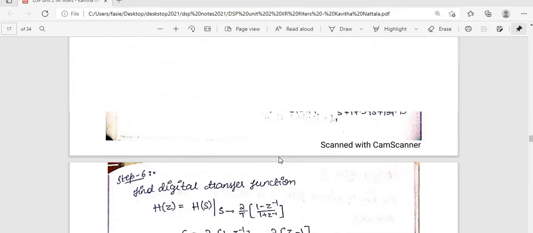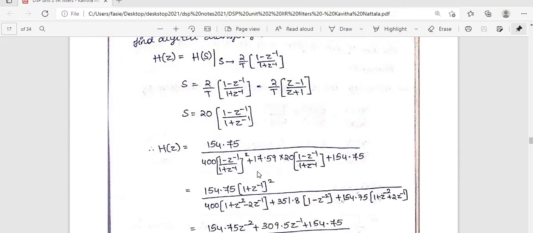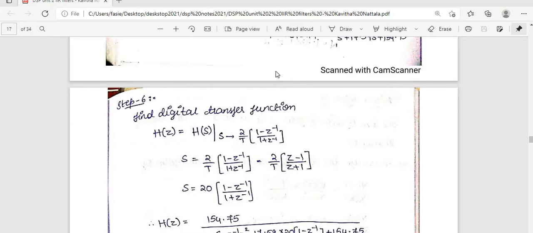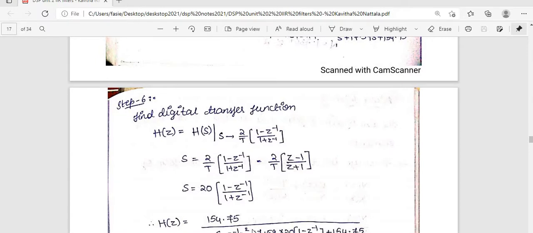So wherever s is there, at all the points you have to substitute. This is s, this is s, this is s, right? So those s factors we need to replace with this. Previously, what we had in this was s square, right? So s square will be 20 square, and 20 square will be 400, into (1 minus z power minus 1) by (1 plus z power minus 1), whole square.